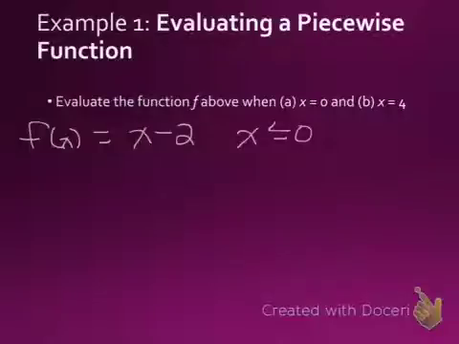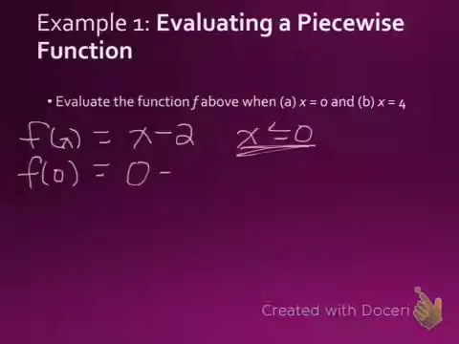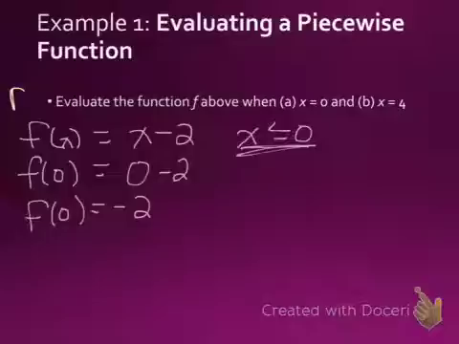And since we're going to use 0, that's part of this. So f of 0 is 0 minus 2, or f of 0 is negative 2. Now it's asking us here also to define it for part B. So this is A, here's B.